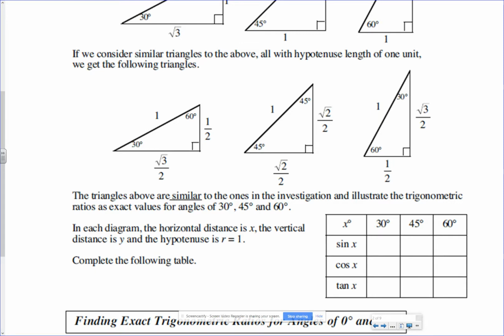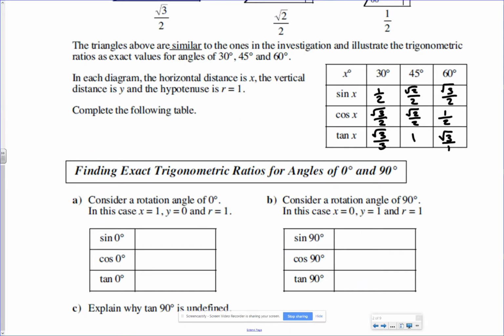Sine of 30 is 1/2. Sine of 45 is root 2 over 2. And sine of 60 is root 3 over 2. If I did my cosines, cos of 30 is root 3 over 2. Cos of 45 is root 2 over 2. And cos of 60 is 1 over 2. And then doing my tangents, my tangent of 30 is root 3 over 3. My tangent of 45 is 1, and then my tangent of 60 is root 3 over 1. So again, you can memorize that table if you want. That is the special triangles, so the 30, 45, 60 triangles.